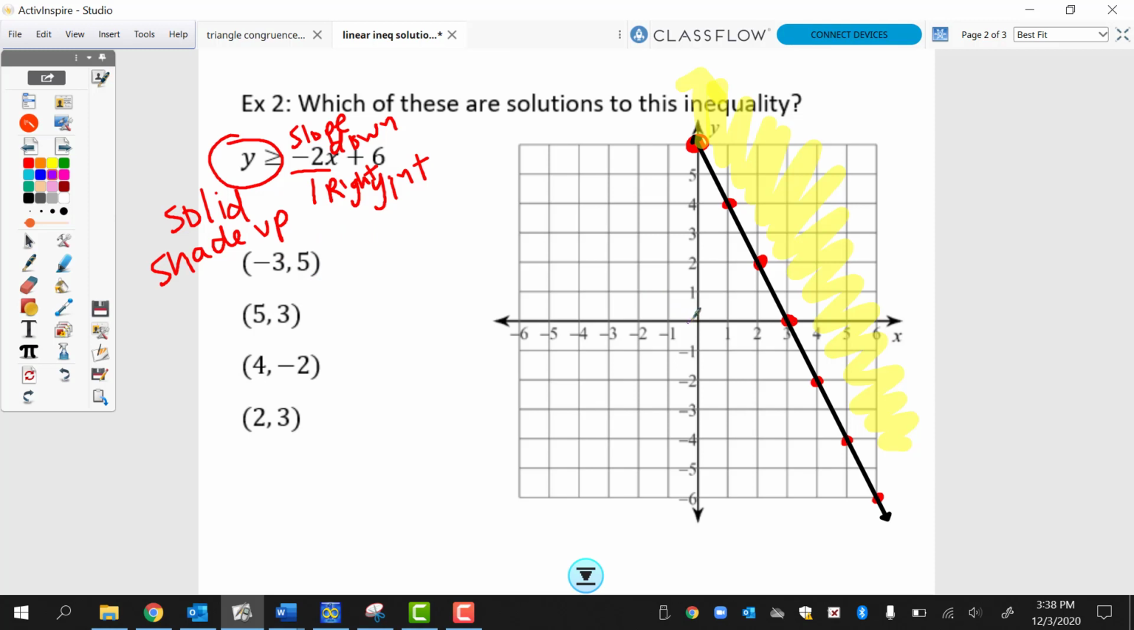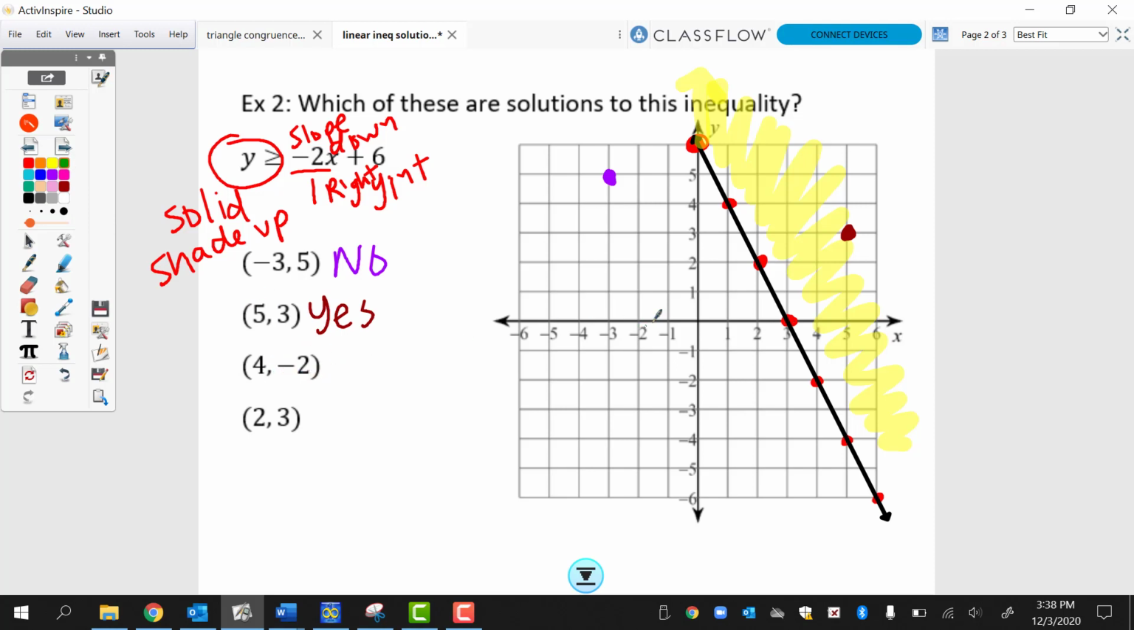So negative 3 comma 5. I go over negative 3, up 5, dot. Is that in the shaded? No. So that's not a solution. Let's check the next one. 5 comma 3. I go over 5, up 3, put a dot. Is that in the shaded? Yes, it is. So I put a yes.